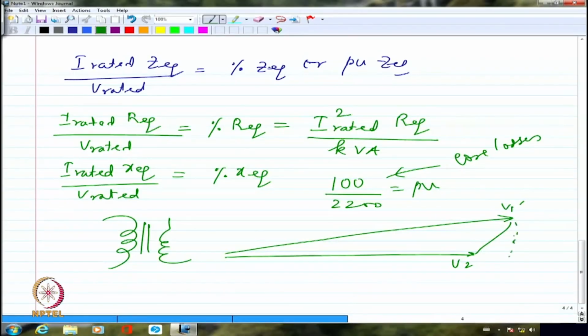I times Z equivalent gives you a very accurate regulation at rated current at unity power factor. That's what it is. So in one sense you can say Z equivalent is indirectly giving you the voltage regulation, but at rated current. Clear.